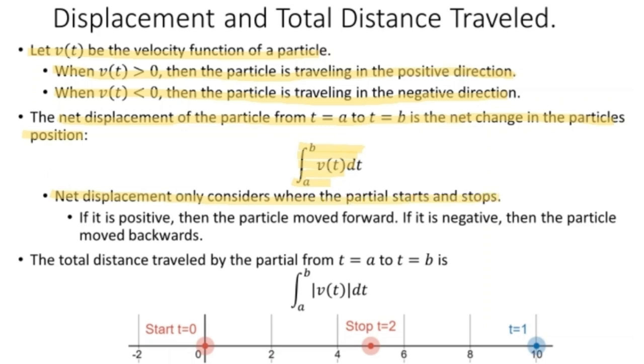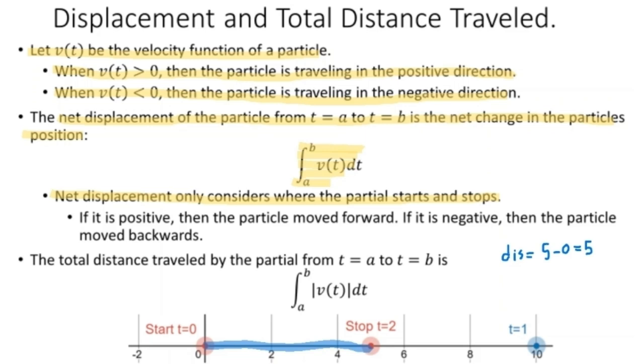If we look at the number line below, suppose that the points represent where a particle is located on this number line for various values of time. For t equals 0, the particle starts at position 0. At t equals 1, the particle is at position 10, while at t equals 2, the particle is at position 5. The displacement only concerns itself with the distance between the start and the stop position. So here the displacement would be the final position 5 minus the starting position 0, which is 5.